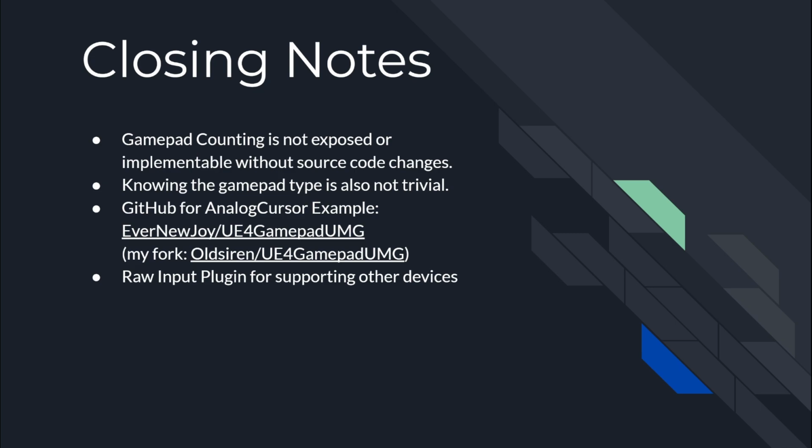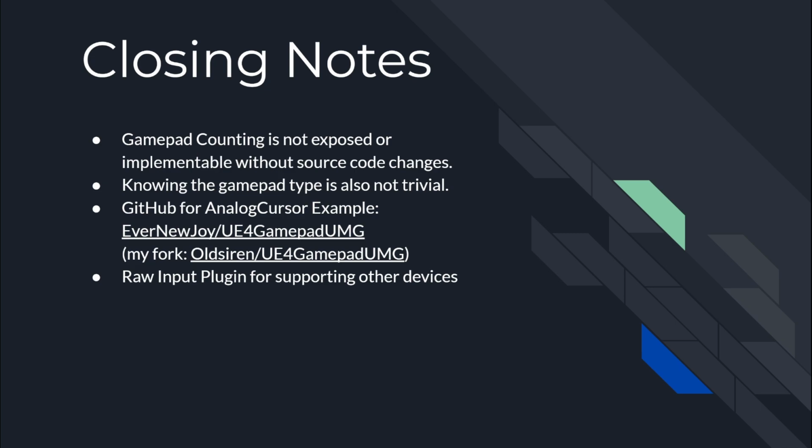This is just me helping out anyone trying to find an example of using the analog cursor for a project. Nick Darnell, who created Slate and UMG, also made a project where it was a gamepad cursor, and then a community member named Rama made a plugin project for it called UE4 Gamepad UMG. His GitHub handle is EverNewJoy, so I just wanted to include that name there. I forked from it so that it could be updated because it hasn't been updated in a while. So if you want a recent, usable version of it, you can use my fork.